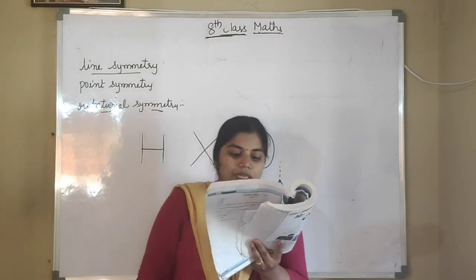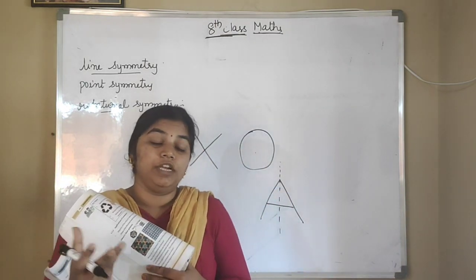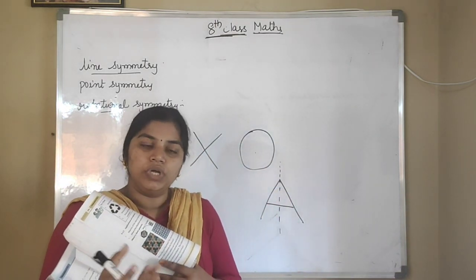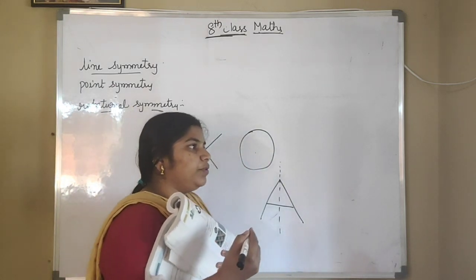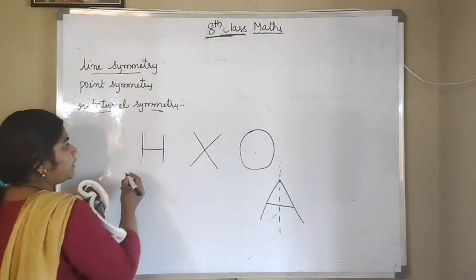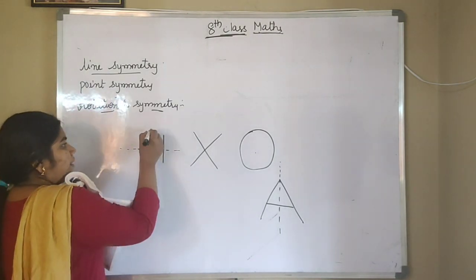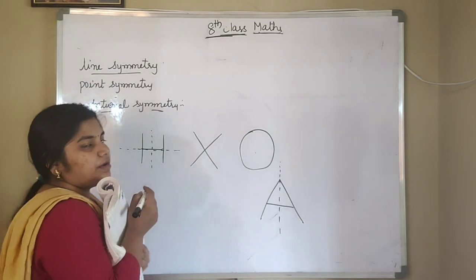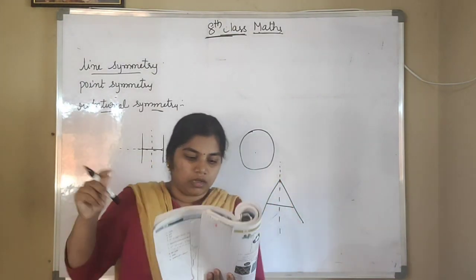Next, how many letters have two lines of symmetry? You have to see for how many letters you find two lines of symmetry. Which alphabet can you take? H you can take. So it has two lines of symmetry. In this order you can cut, and in this order also you can cut. So this H is a two-line symmetrical alphabet.